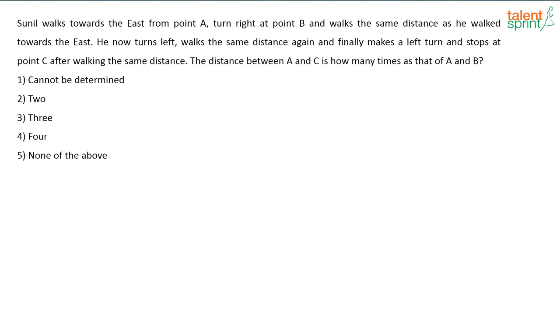How will you solve this question? What is given here? Sunil walks towards the east. All of you know the directions, right? North, south, east and west. So Sunil walks towards the east from point A. If this is point A, Sunil is walking in this direction and takes a right at point B. Let us assume that Sunil is walking a distance of x meters, right? So at the point B, he is taking a right turn.